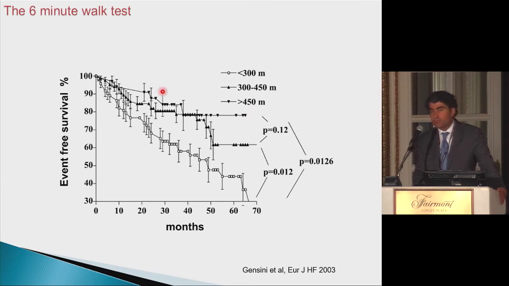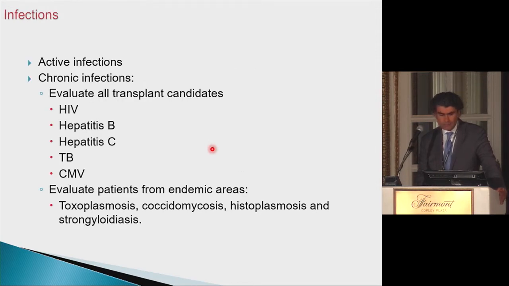In this study of heart failure patients, if they walked less than 300 meters within those 6 minutes, their mortality in the coming 5 years is significantly high. So this could be a good predictor for how they're going to do after transplant.